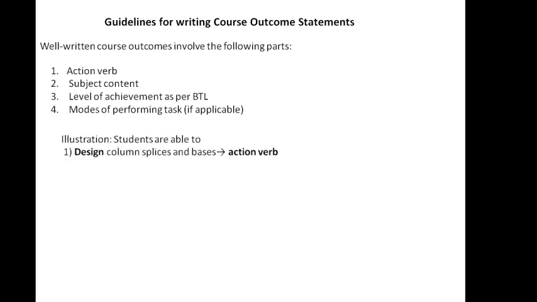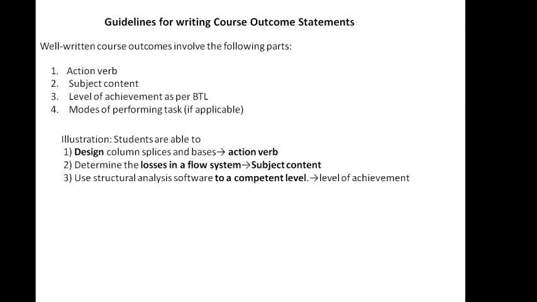Can you observe here? Here the students are able to design column splices and bases. This particular topic, column splices and bases, comes under design of steel structures. The civil engineering faculty know about this particular topic. So here design indicates the action verb. Okay, and the next one, determine the losses in a flow system. So losses in a flow system indicates the subject content. Okay, and the next one, by using structural analysis software, you can get the competent level. That is the level of achievement. So competent level means it is a level of achievement. And finally, if you are going to give a seminar on real life problems, we are presenting the seminar. Here presenting a seminar means we are performing one task. So these are the guidelines for writing the course outcome statements.